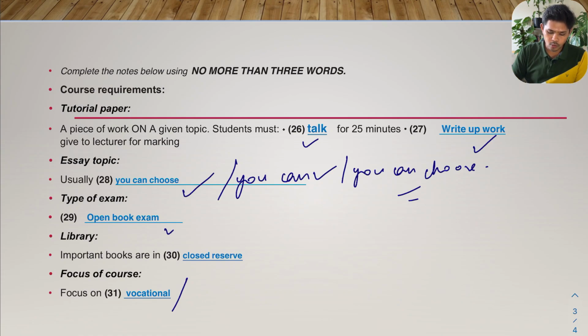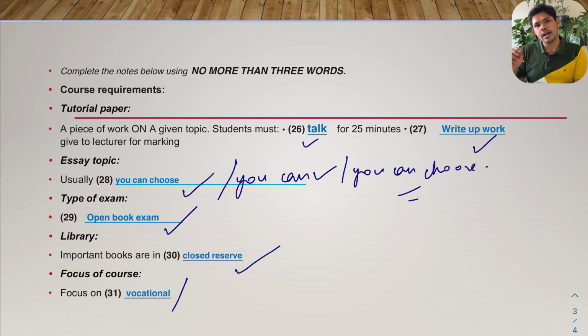The next one, open book exam. As I said, if you write down "open book", that is correct. "Open book exam", that is also correct, okay? And next one, closed reserve. Over here, there is no other option. "Closed reserve" is the correct answer. There is no other way of writing this answer.